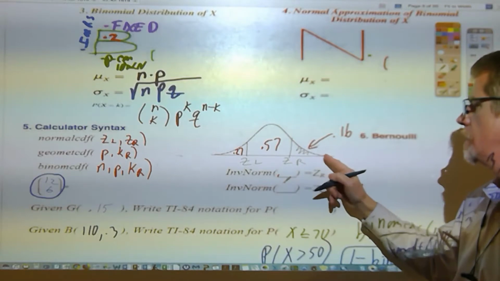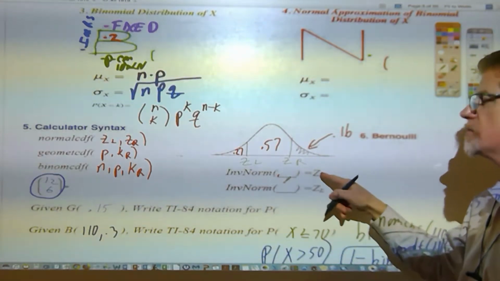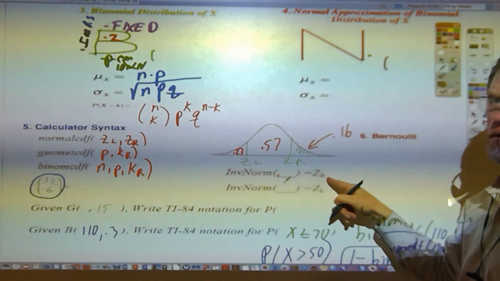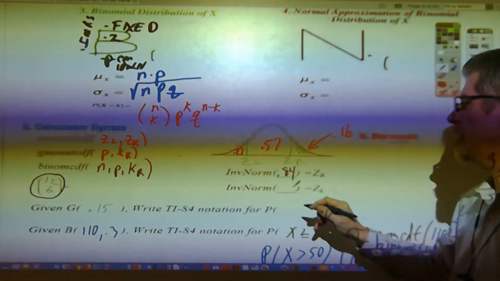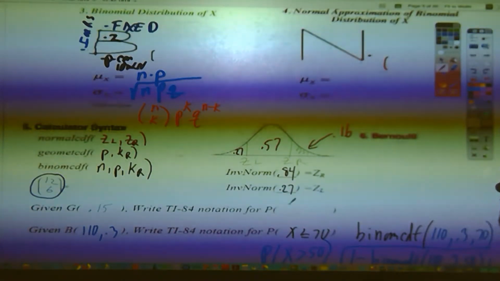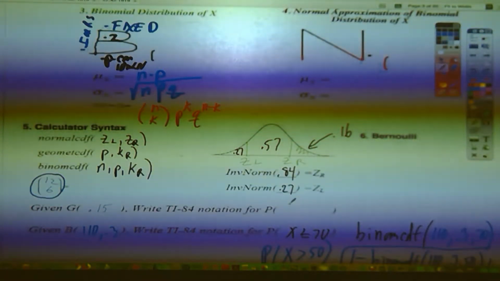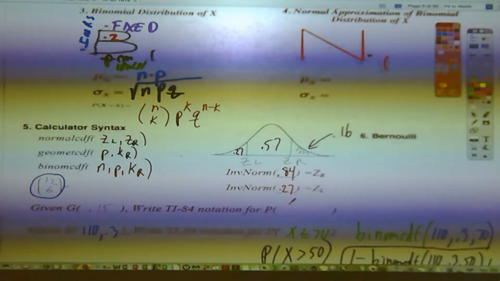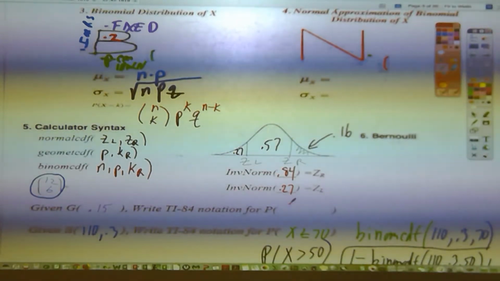27 for ZL. I want for ZR. ZR will be 0.84. Okay, 0.84 is correct. And for ZL, it's going to be 0.27. I think we've already filled this in. So what we've done here is I think we finally finished what problem 5 will look like on Friday's word picture quiz.